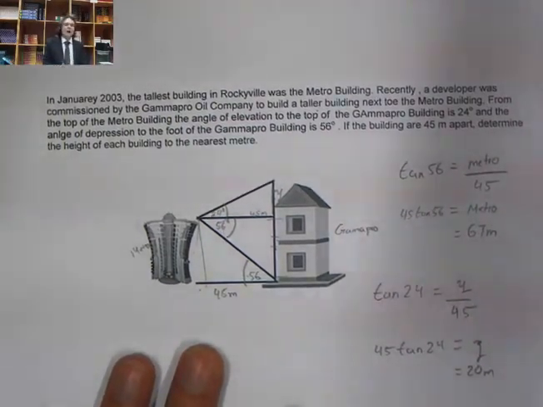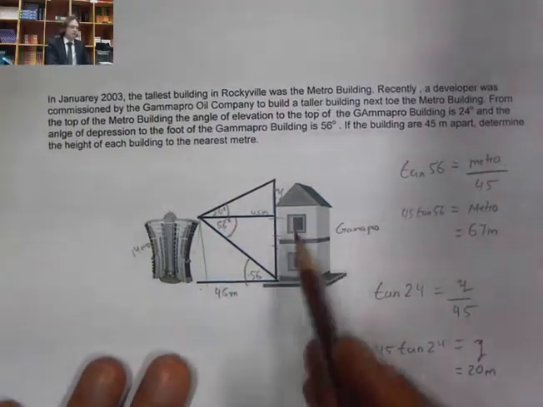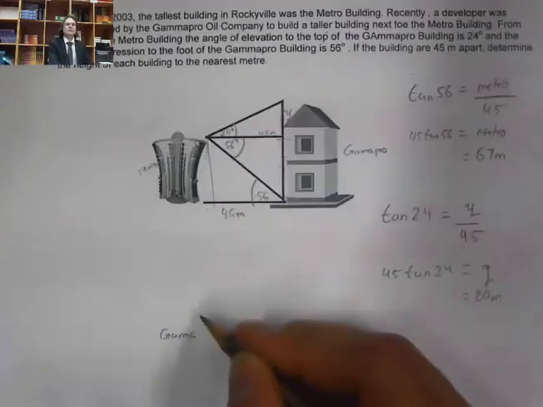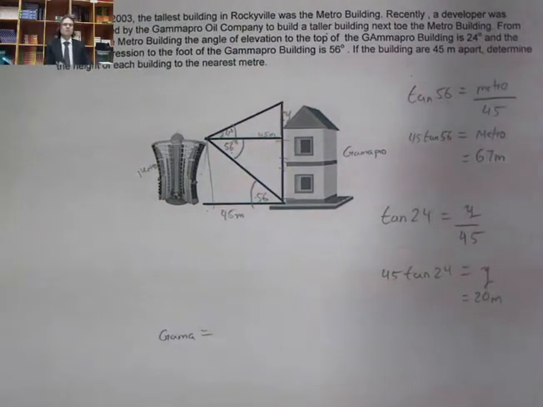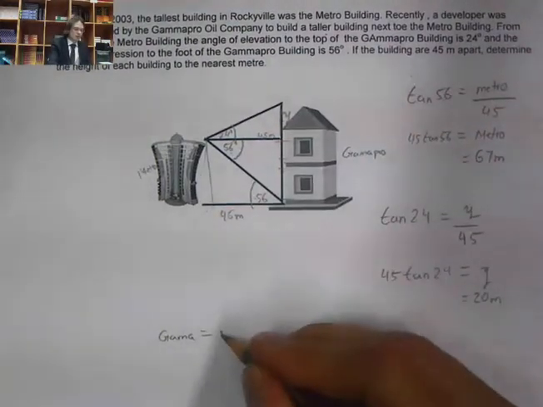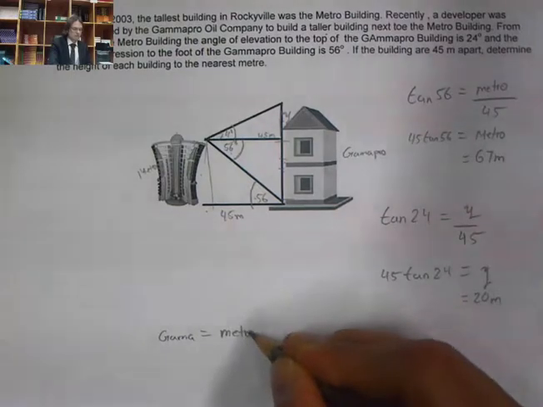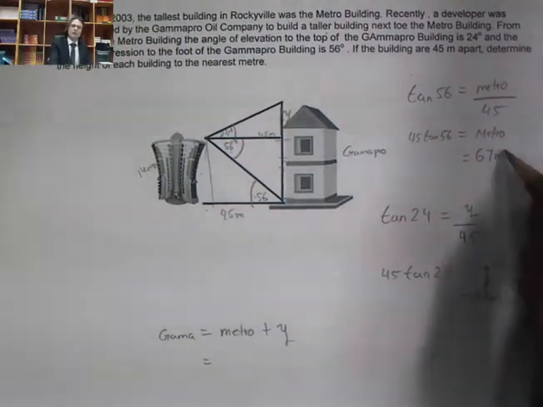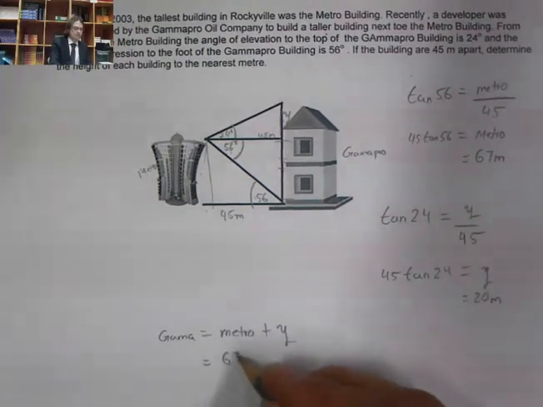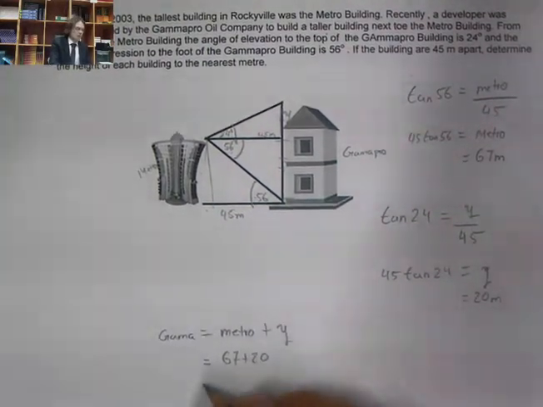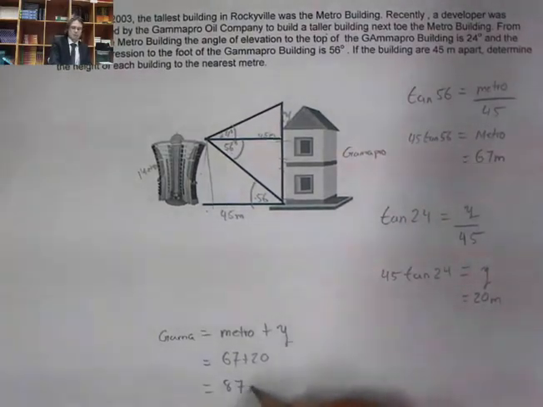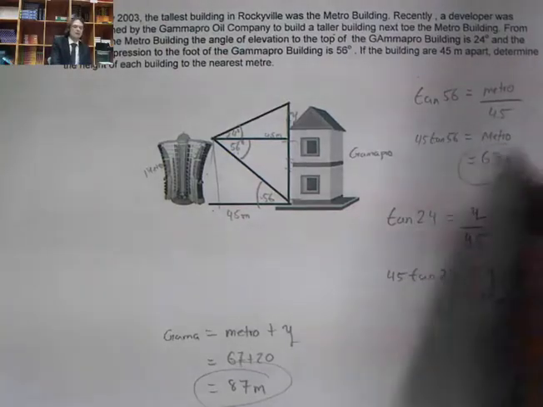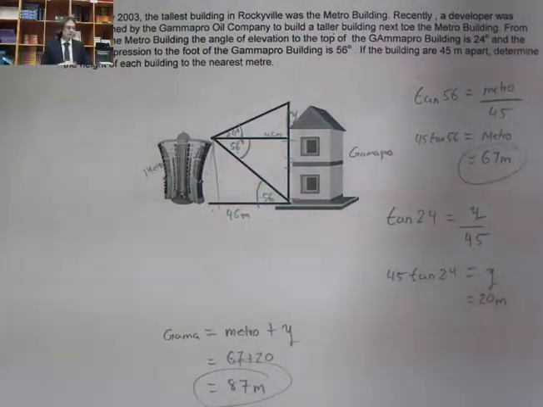Now, I know the height of the GammaPro is equal to, well, the height of the Metro plus my y, which is going to give me, we have 67 plus 20, which is essentially equal to 87 meters. Okay? So we know my two heights are 87 and 67 meters.